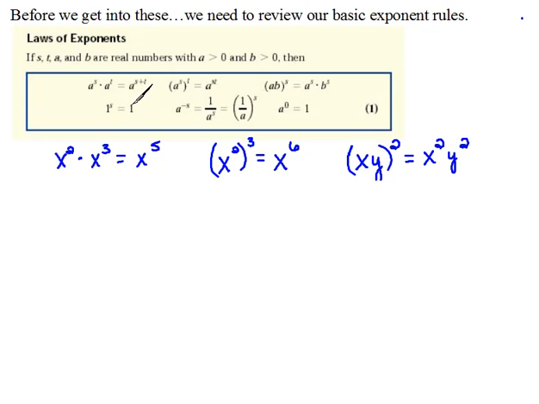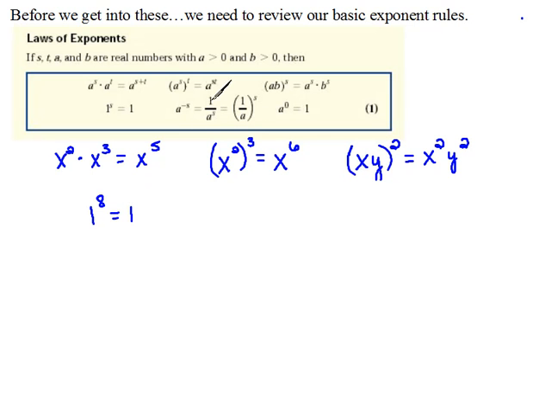Okay, the first one on the bottom row here says 1 to the s power equals 1. Any power that we raise 1 to, it's always going to be 1, because 1 times 1 times 1, however many times, will always be 1.